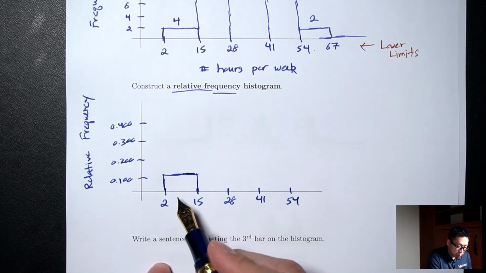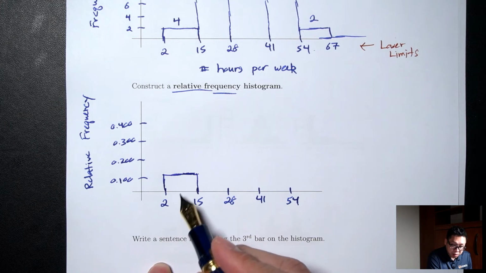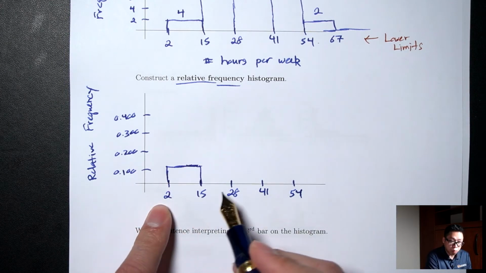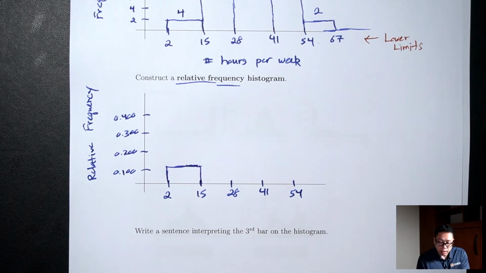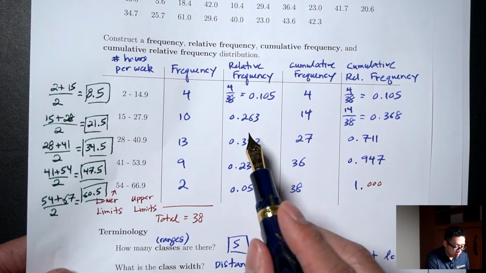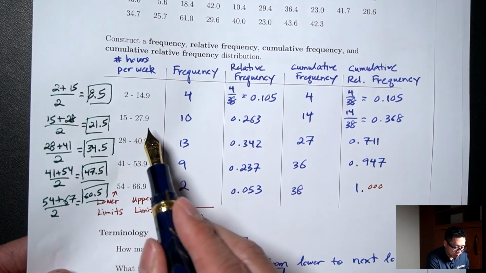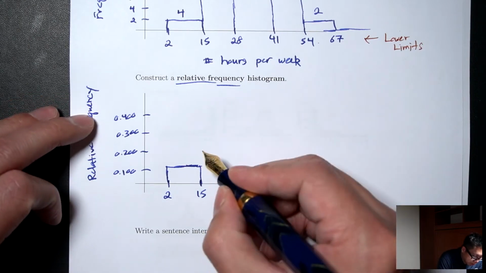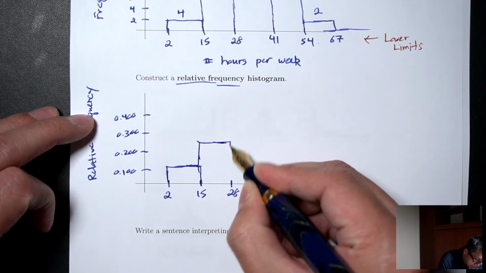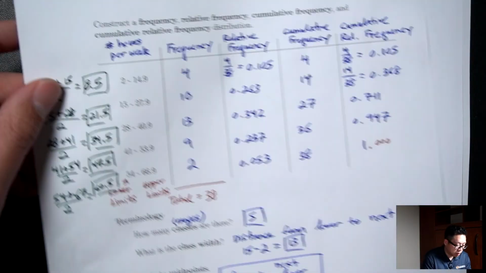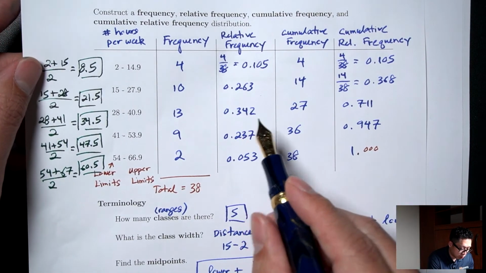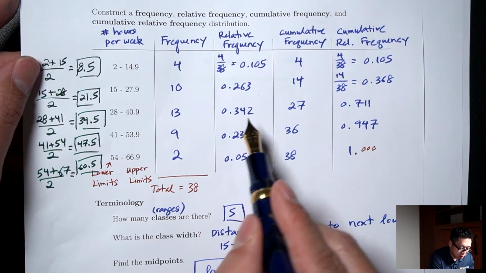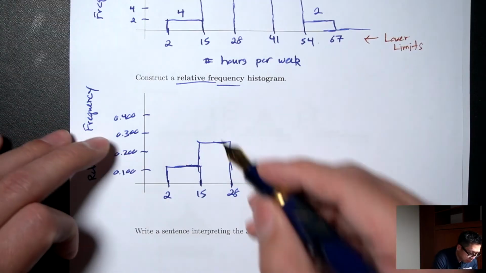Okay, notice that there's no numbers in the center of my bars. The bar is over the range 2 to 15. Next up is 0.263. That should be over the range 15 to 28. Next up is 0.342. That should be over the range 28 to 41.